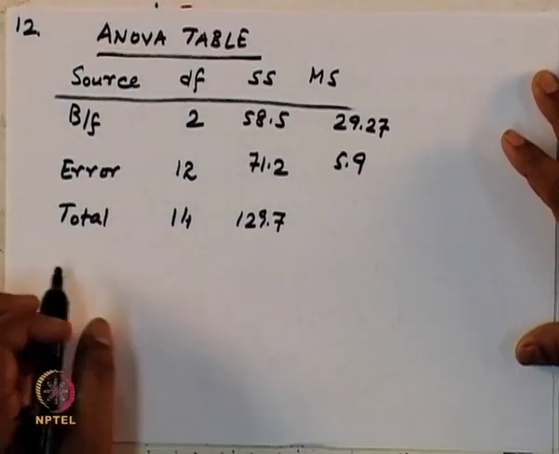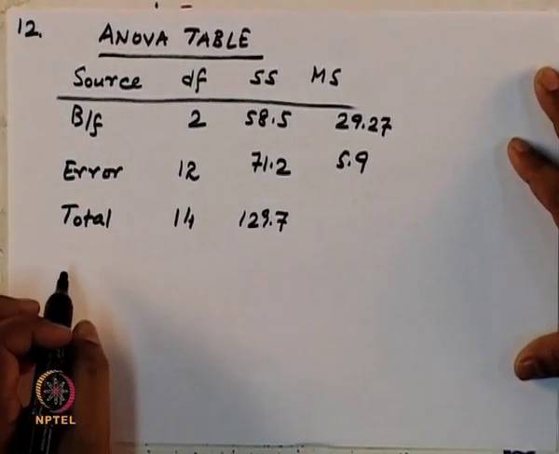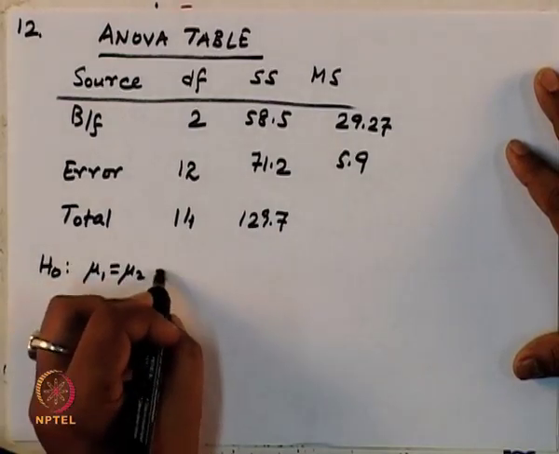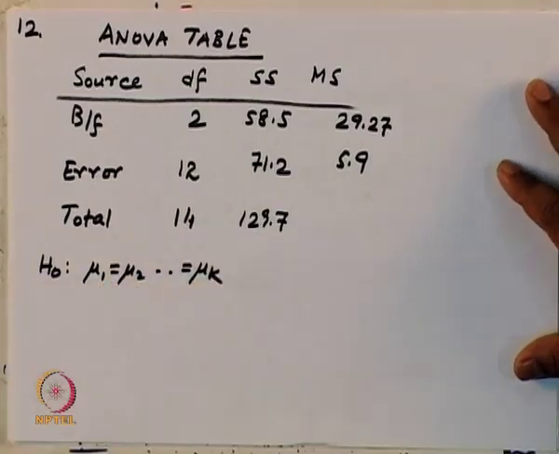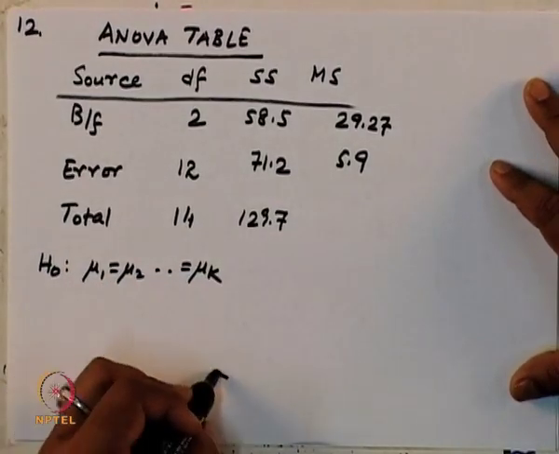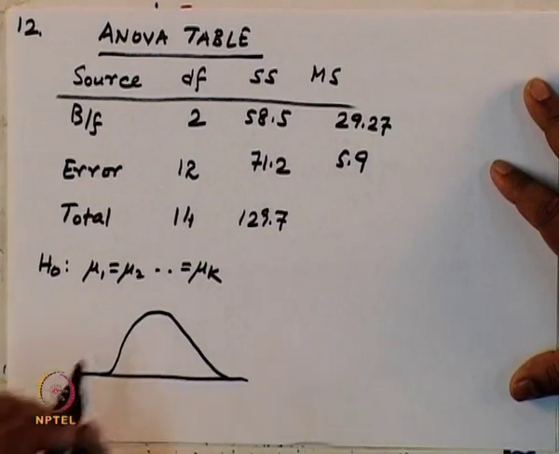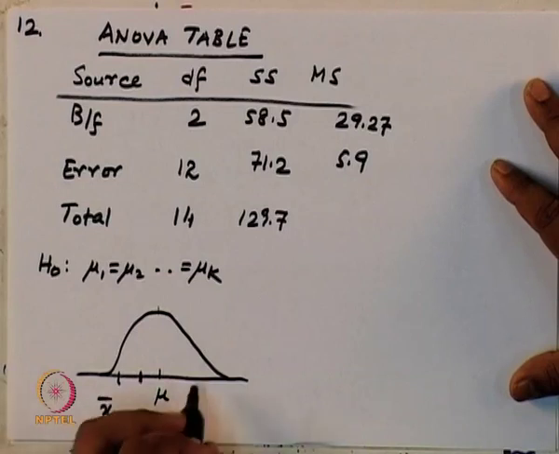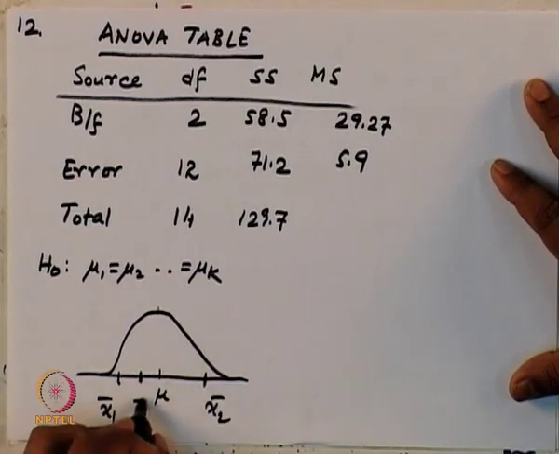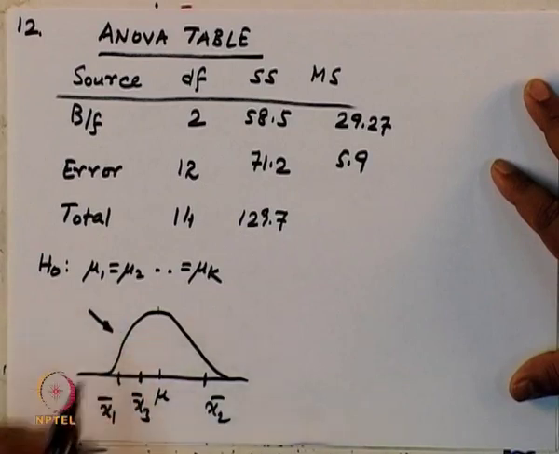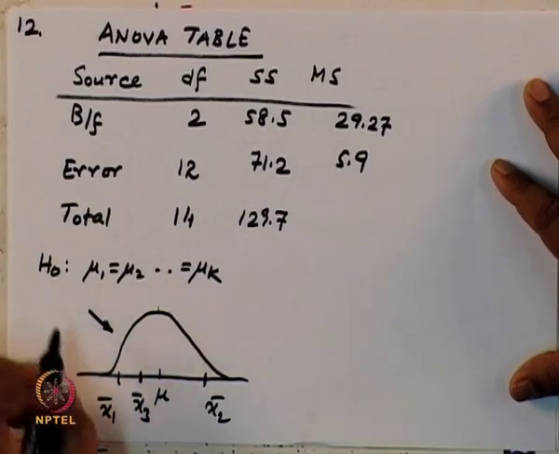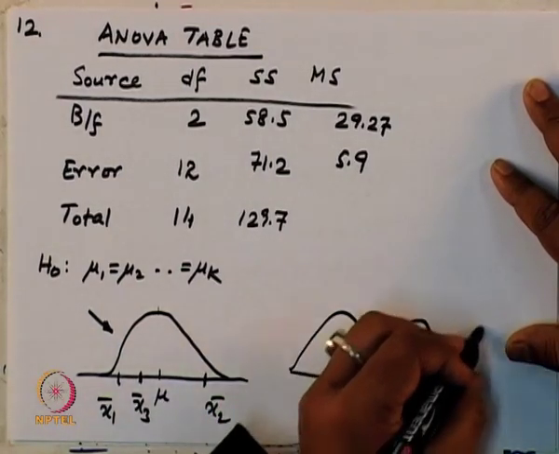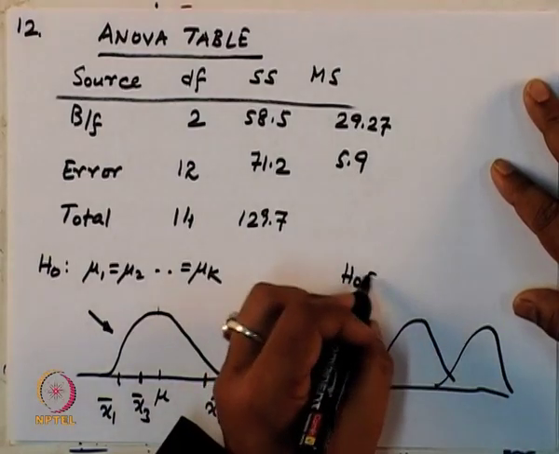Now, what do you need to do to test your hypothesis? Your H naught is mu 1 equal to mu 2 equal to mu k. If these means were all the same, then you would have had a distribution like this. Let us say hypothetically, you can have x1 bar here, x2 bar here, x3 bar here. In this case, you might agree that H naught is true. However, if your case was something like this, here your H naught is false.